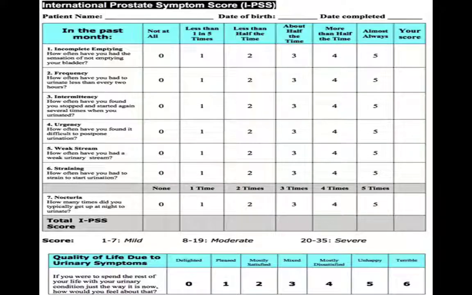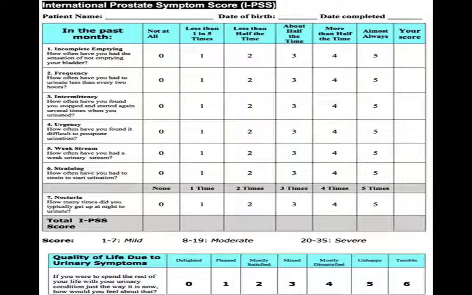We ask the patient in this way. We ask him about the previous month, or the past month. First, how many times do you feel that you have incomplete emptying? I will take one of them as an example, and the other questions are the same. So we ask him in the past month, how many times you feel that you have an incomplete emptying of the bladder.